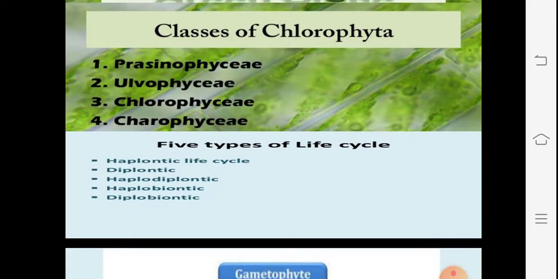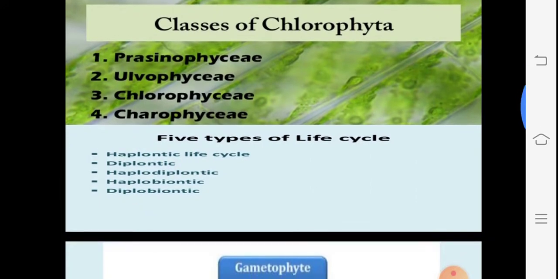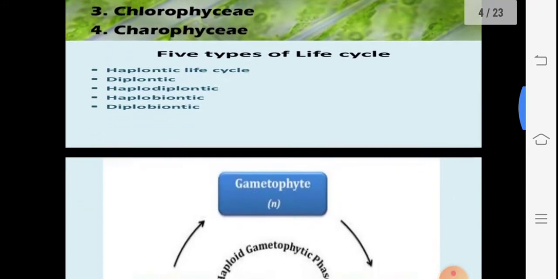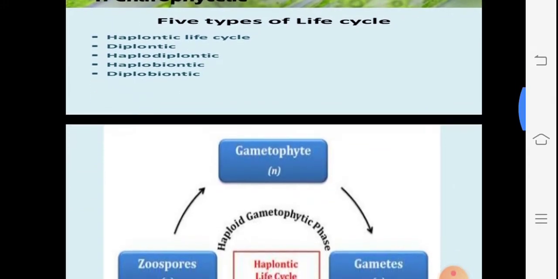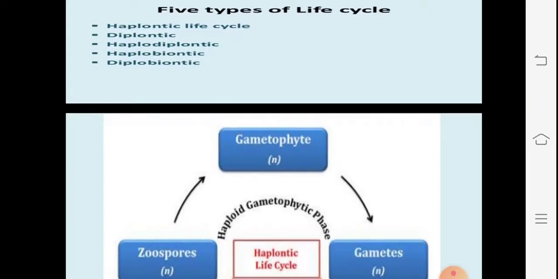In our next topic, Charophyceae, we have Charales. We have given them separate weightage, but as per different scientists' classification, the Charophyceae are mainly included under the Chlorophyceae, and additionally the Ulvophyceae have a different status. Mainly there are 5 types of life cycles: haplontic, diplontic, haplodiplontic, haplobiontic, and diplobiontic.